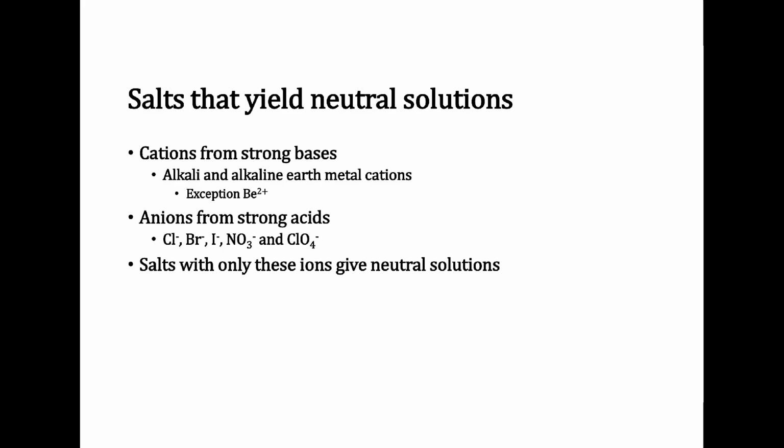One of the things we're going to look at is salts that yield neutral solutions. If you have a strong base, your cation is going to be an alkali or an alkaline earth metal, with the exception being beryllium. And if you have a strong acid, these are some of the common anions you'll see: chloride, bromide, iodide, nitrate, or perchlorate. These would come from hydrochloric acid, hydrobromic acid, hydroiodic acid, nitric acid, and perchloric acid. These are just a few of the strong acids, but these are the most illustrative that we'll look at.